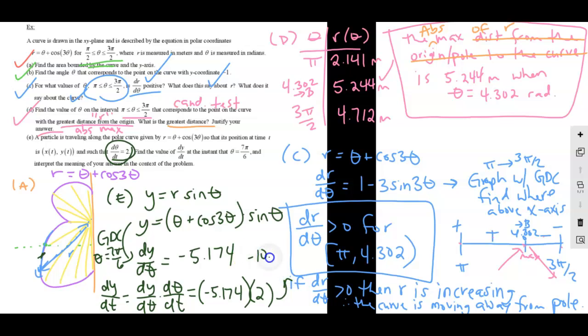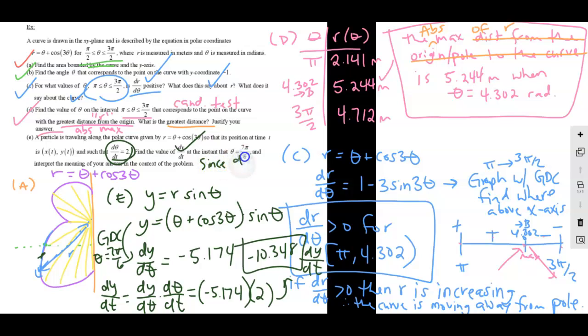That answer is going to be negative 10.348. There is your dy/dt. Actually, I'm just going to label it. Whatever, that's my dy/dt. Now we've got the dy/dt. The last thing it says is interpret the meaning, right?